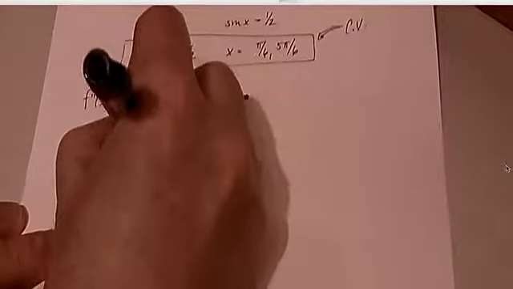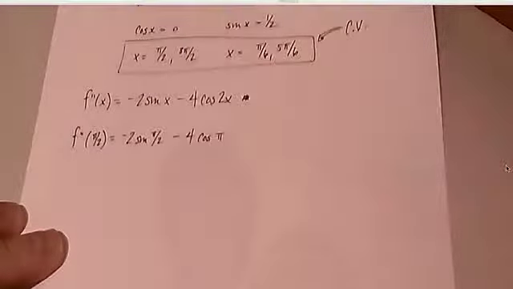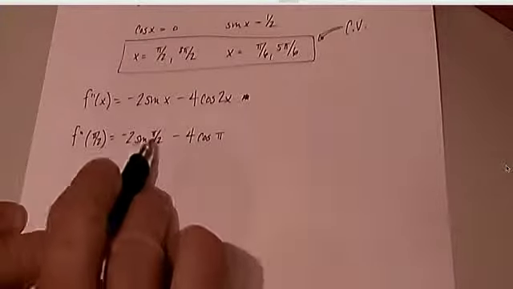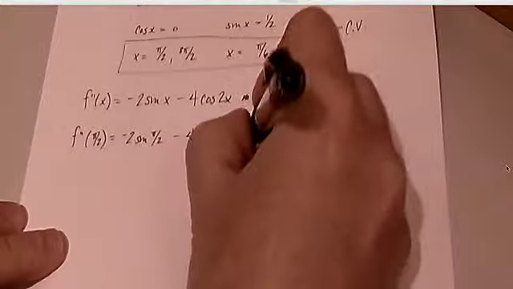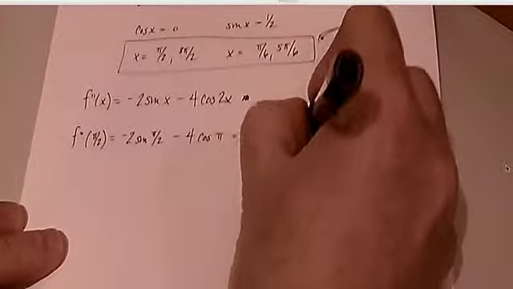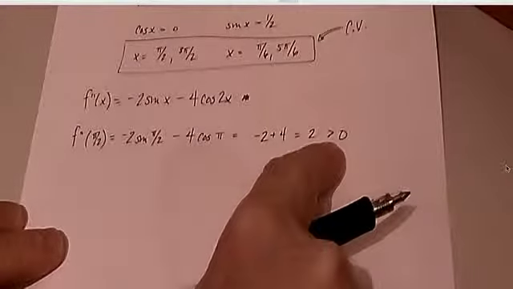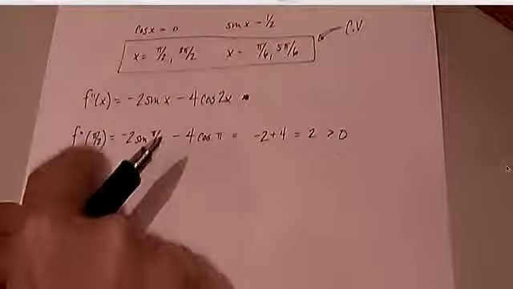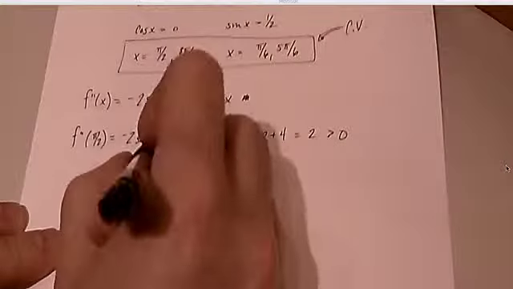That winds up being negative 2 sine pi over 2 minus 4 cosine of pi, right? Because when you plug in pi over 2, it gets multiplied by the 2 and becomes pi. So negative 2, okay, sine of pi over 2 is what? Well, sine of pi over 2 is 1, okay? So that makes that term negative 2. Cosine of pi is negative 1, so that becomes plus 4. So that's 2, which makes that positive. So if that is concave up, pi over 2 is a minimum value, okay? I have a minimum at x is equal to pi over 2.